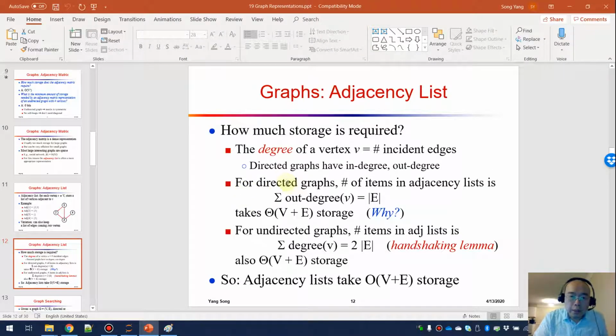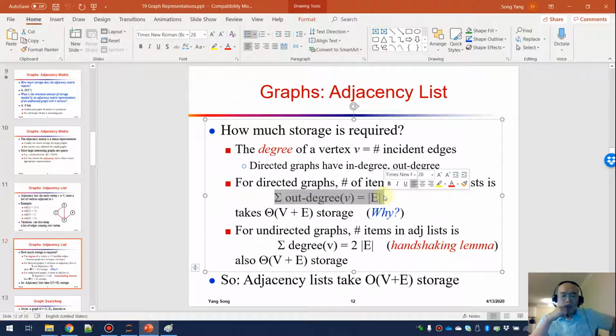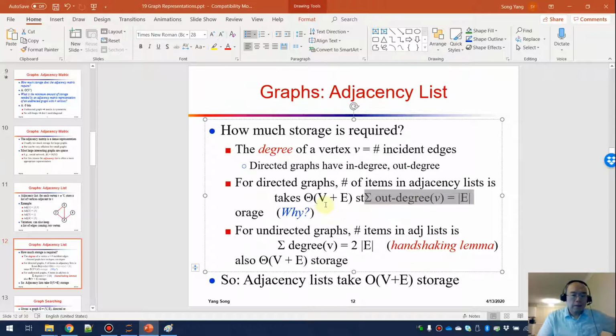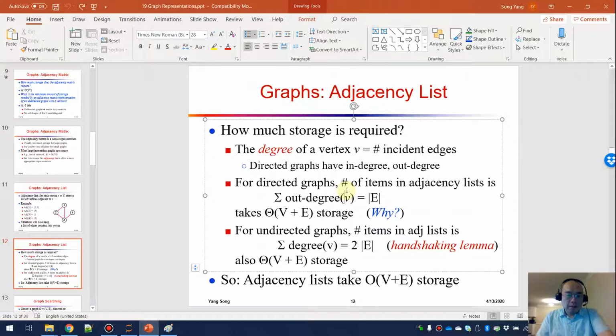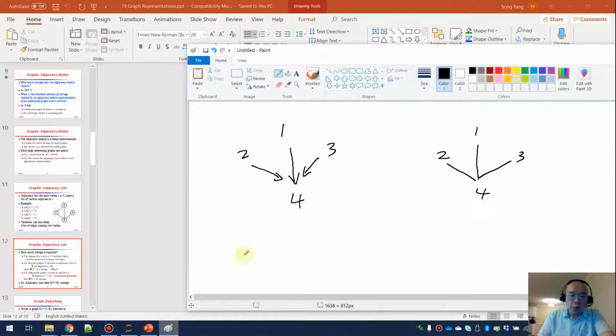So let's come back to this point. For a directed graph, the total number of items in the adjacency lists is the total of the out degrees, which is E. Why? In this case, how many edges are we recording? We are recording only 1, 2, 3. We are only recording 3 edges in this case.